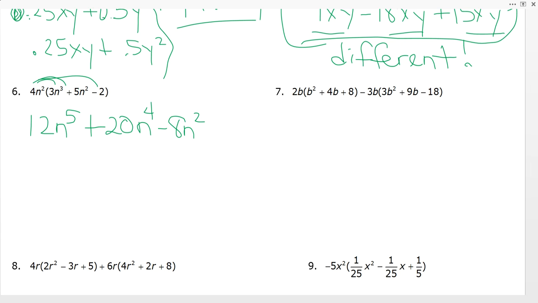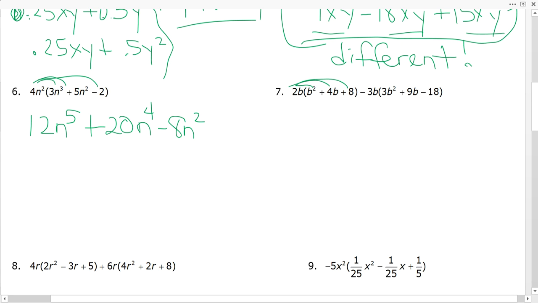Okay, number 7, we're going to start having like terms. So I'm going to distribute all these guys, and then I'm going to distribute all these guys. So I end up with 2b to the 3rd power. 2 times 4 is 8, and I have b times b is b squared. And I have 2 times 8 is 16, and I have 1b.